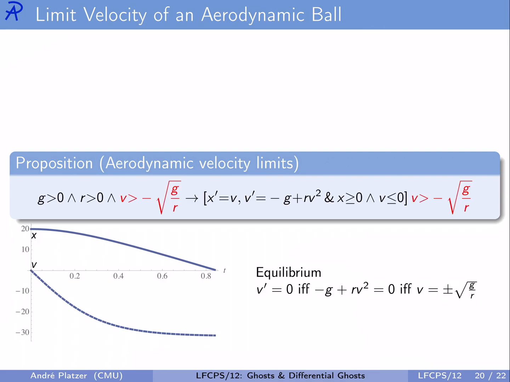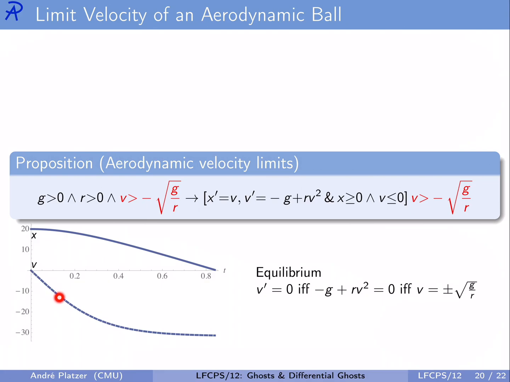We can state, for example, that we always have velocity above minus square root of g over r. Remember, it's going downwards, right? The velocity is negative. But it will always be lower bounded by minus the limit velocity of falling in the air, which is square root of g over r. Of course, that is only true if we start above this limit velocity also. But now we can do a proof.